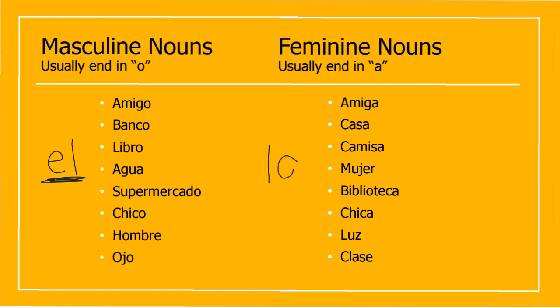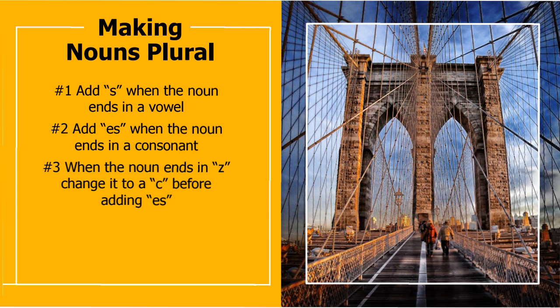If you see la in front of a noun in the dictionary or on a vocabulary list, you'll know that it is a feminine noun. So like la amiga, la casa, la mujer, la clase. And you just want to memorize these so that you'll know whether these nouns are masculine or feminine whenever you decide to use them.